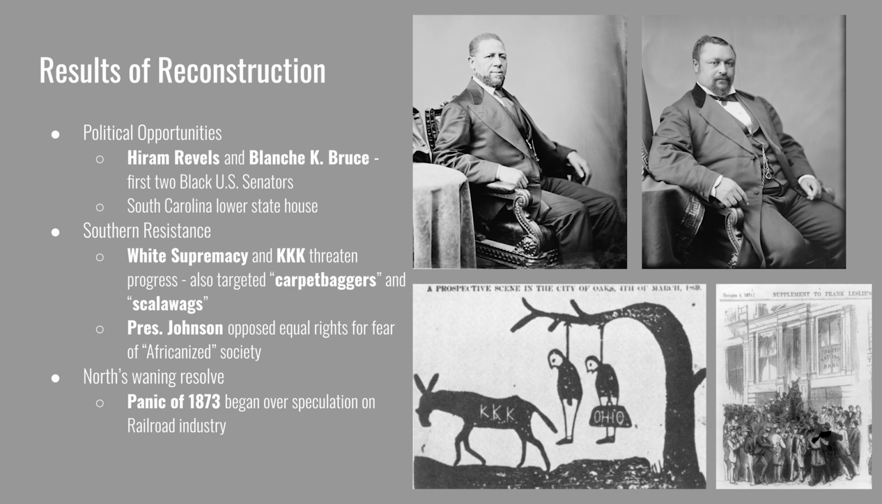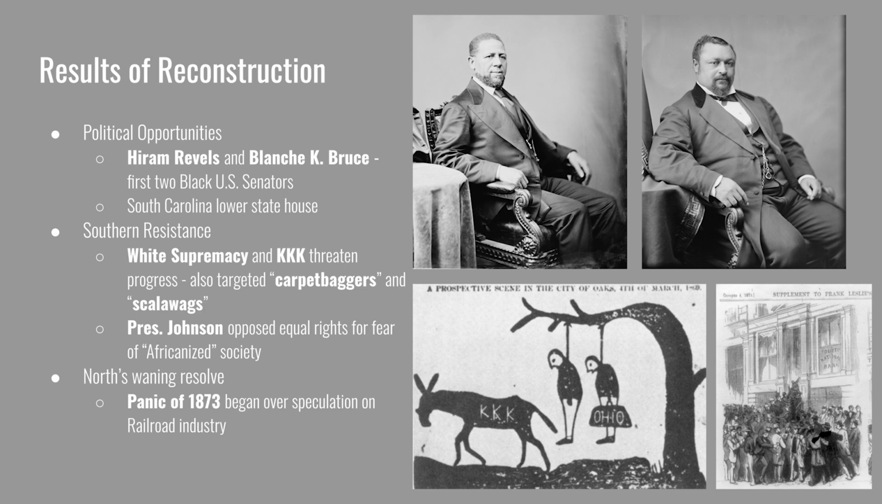President Johnson, who was a Democrat from Tennessee, also opposed equal rights for African Americans. He believed that if African Americans were given equal rights, American society would become Africanized. White supremacy went all the way up to the top of the U.S. government, and therefore support for Blacks in the South was not quick to arrive.